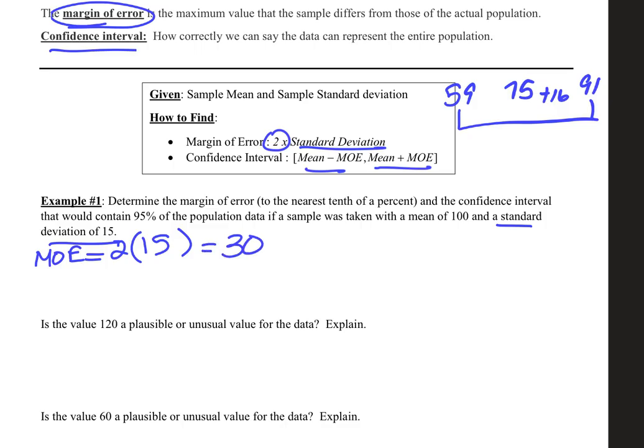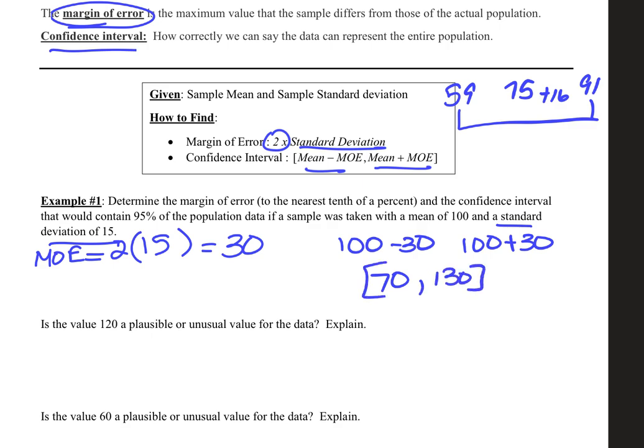We get the MO. Then if we want to find the range of values, we simply take the mean, which was 100, and subtract 30, and then add 30. And this is going to give us a range of values for this data.